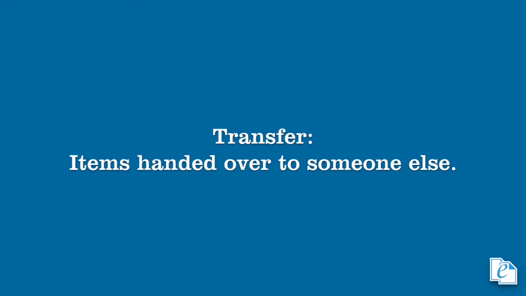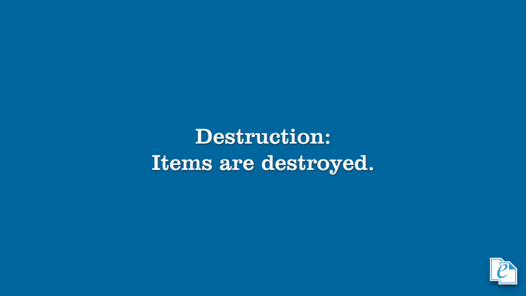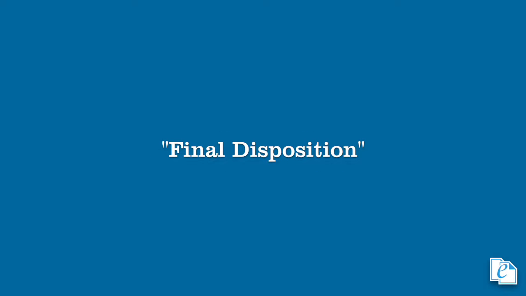Before we discuss disposal actions and authorities, let's cover the topic of disposal. This takes one of two forms, transfer or destruction. Transfer means items are transferred to another organization. Destruction means items are physically and electronically destroyed. It's often referred to as final disposition because it's the final act performed on items.